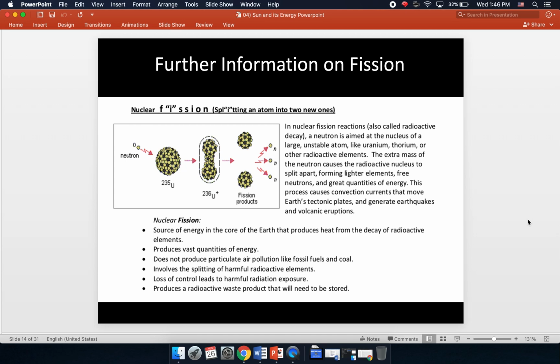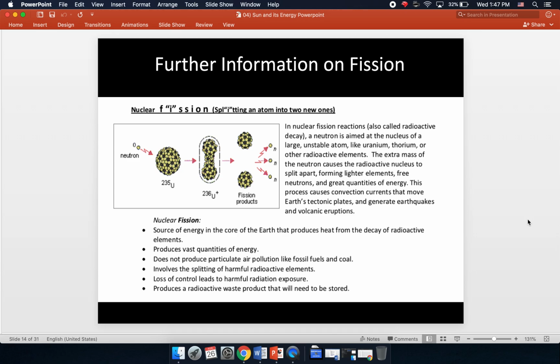In nuclear fission reactions, also called radioactive decay, a neutron is aimed at the nucleus of a large unstable atom like uranium, thorium, or other radioactive elements. The extra mass of the neutron causes the radioactive nucleus to split apart, forming lighter elements, free neutrons, and great quantities of energy. This process causes convection currents that move Earth's tectonic plates and generate earthquakes and volcanic eruptions. So like I was saying earlier, fission occurs naturally inside the Earth, but we also have found out how to harness it for our energy needs in nuclear power plants.